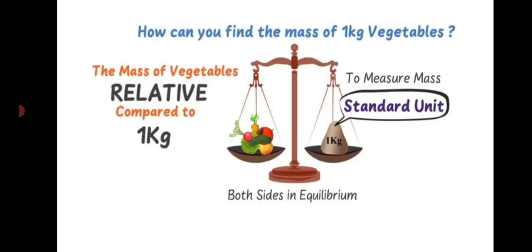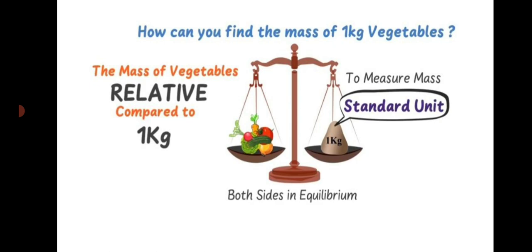I will give you an example. Suppose you go to the market to buy vegetables. You ask the greengrocer to give you 1 kg of vegetables. On one side of the weighing balance, he keeps a standard unit, that is, a certain weight. Suppose you are asking for 1 kg of vegetables, he will put a 1 kg weight on one side and the vegetables on the other side. So he is actually calculating the mass of the vegetables relative to that 1 kg weight, and that 1 kg weight that is used is the standard unit.